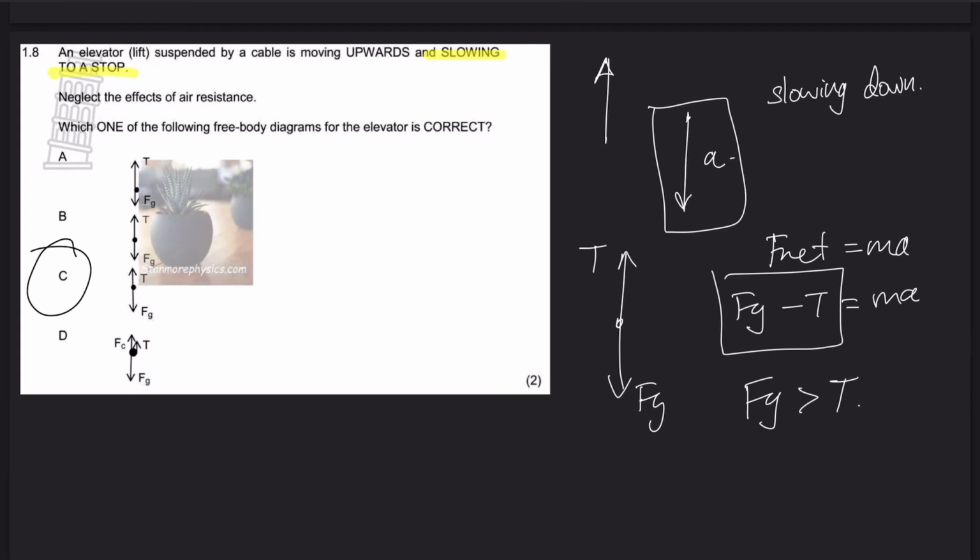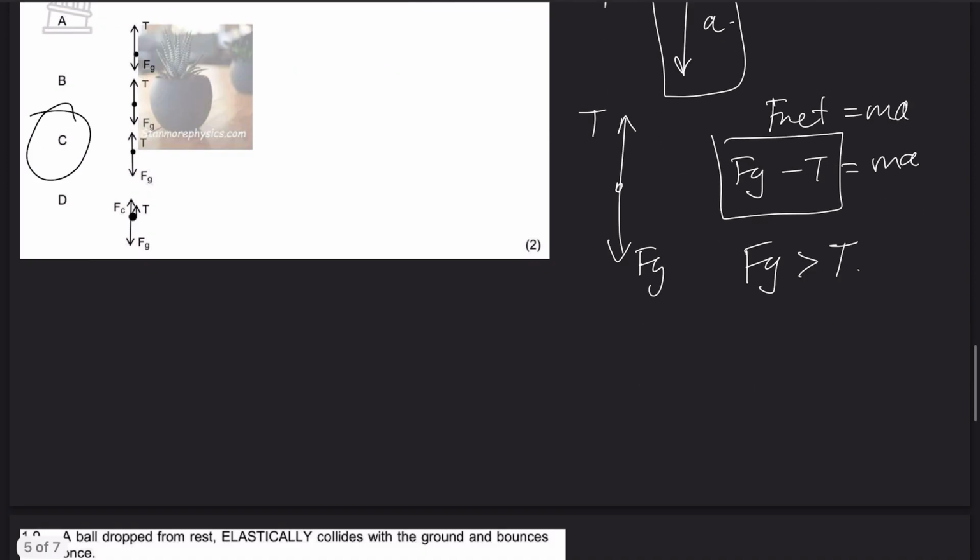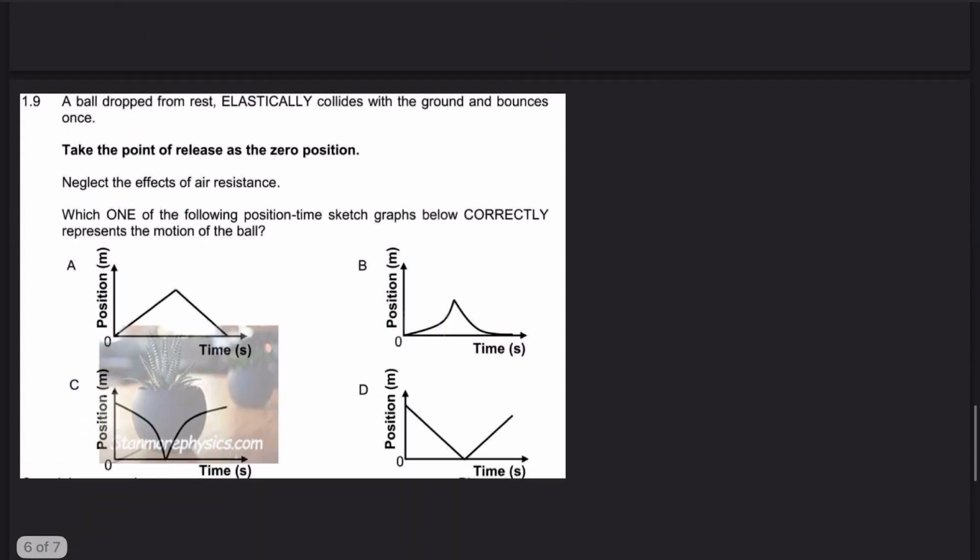Okay, let's move on here. Question 1.9. A ball dropped from rest elastically collides with the ground and bounces once. Take the point of release as 0 position. Important. Okay. Neglect the effects of air resistance. Which one of the following position time graphs below correctly represents the motion of the ball?